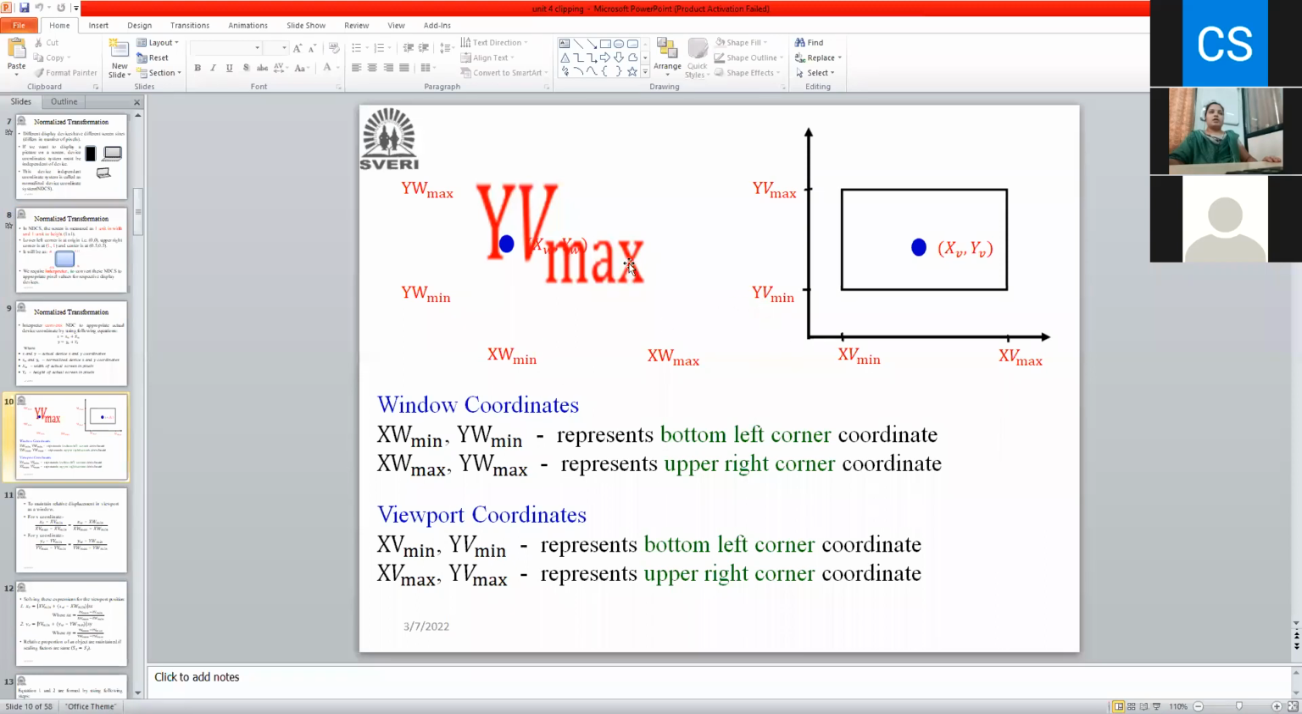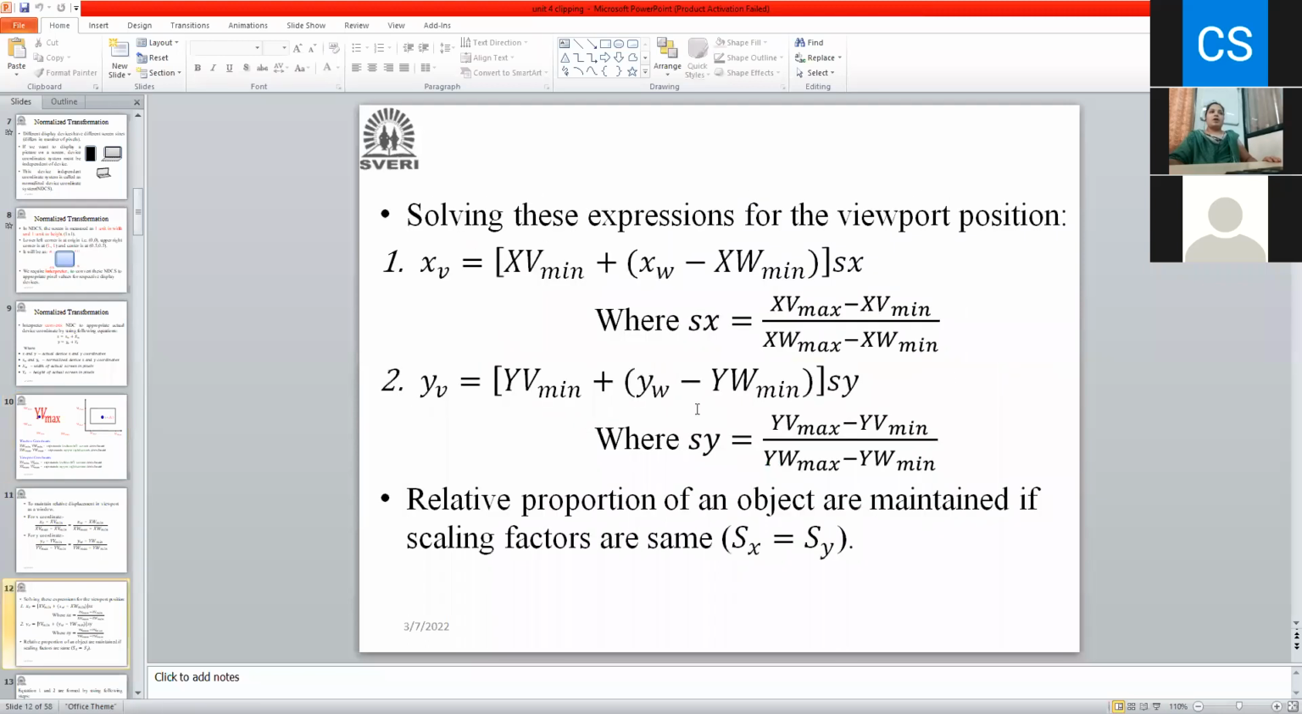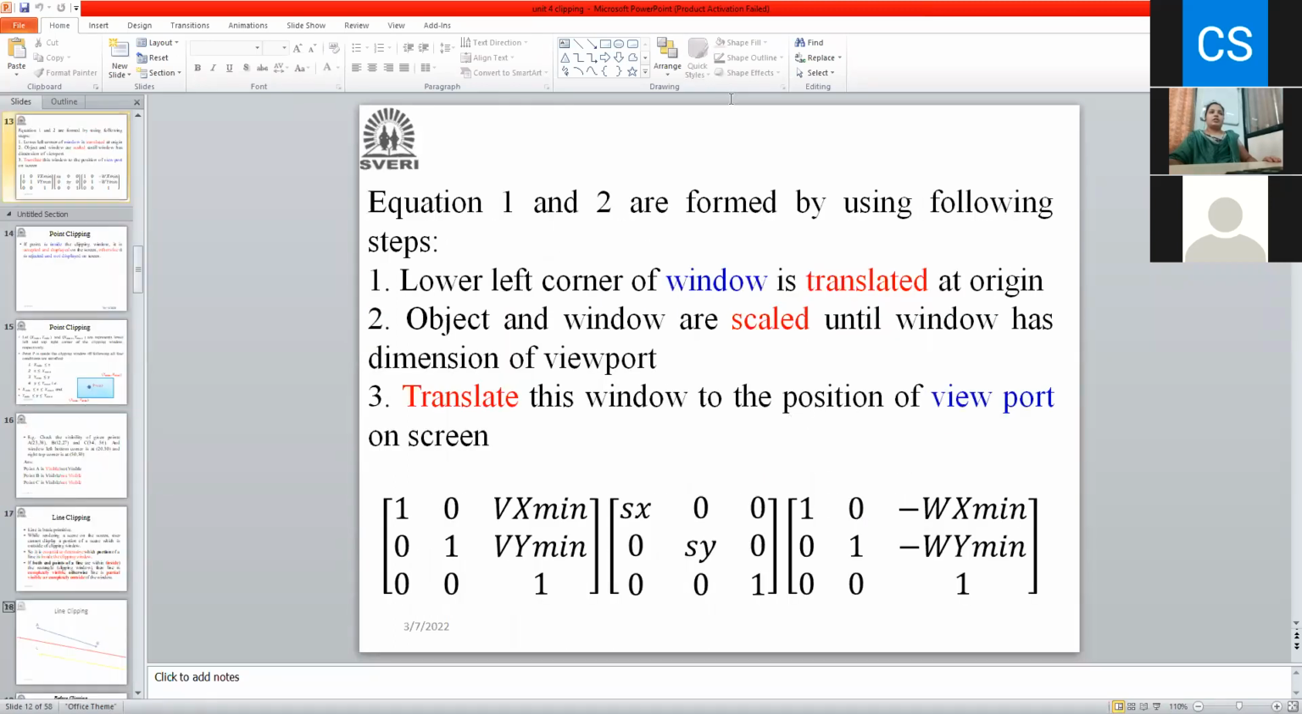Then we have seen this diagram where this particular YV max is the point we are going to represent in the viewport. It has the window coordinates represented with W, and the viewing coordinates represented with V. So we are showing the relation between XV, YV and XW, YW. So we have come across the derivation part, which we have already studied in yesterday's lecture.